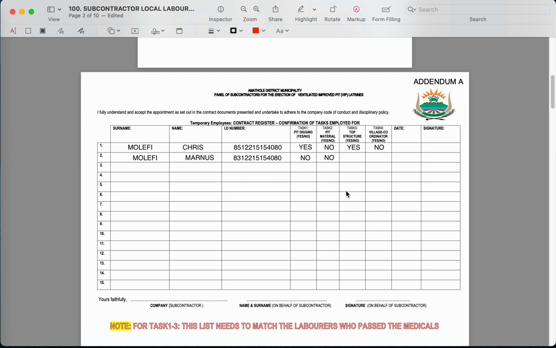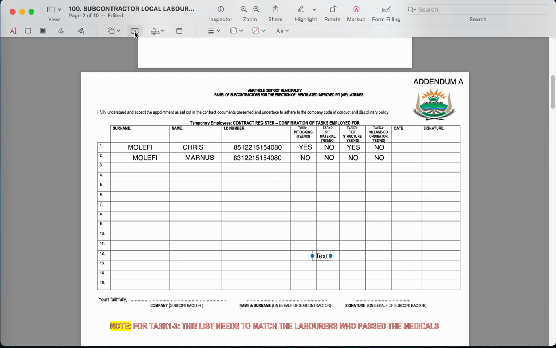Marnas is not a pit digger. He is the supervisor that is on site, but he is not a hands-on supervisor. This side we will write no, but we can indicate anywhere that indeed Marnas is a supervisor. We can indicate in here, or we don't need to, because Marnas will be filling in the last page of the document. You'll see what I mean there.